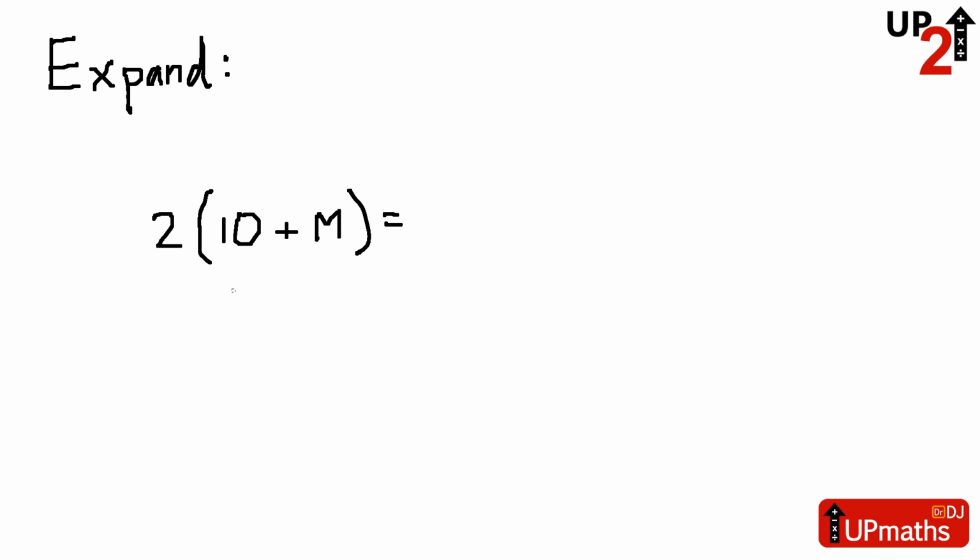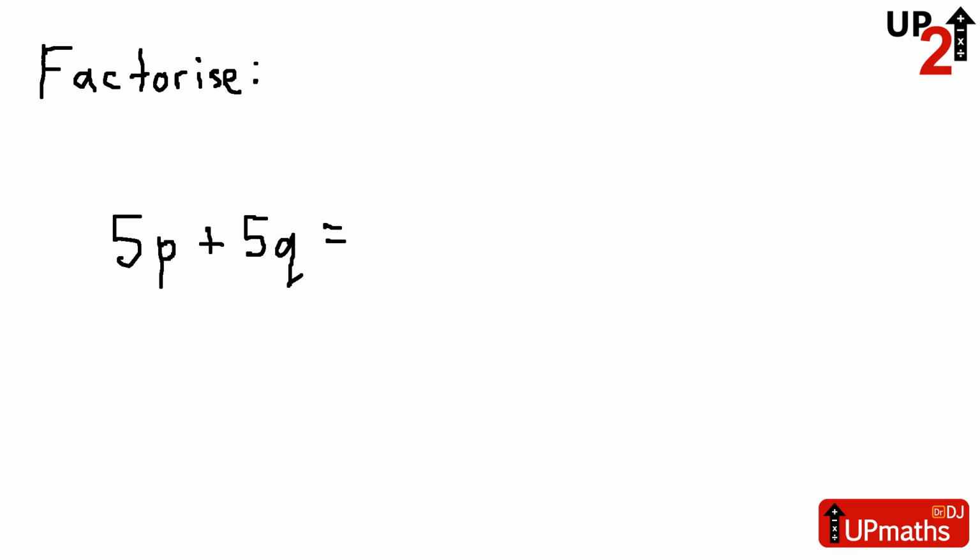Okay, do you want to have a go at this? And then I'll do it. Pause the video if you like. Okay, that'll be 2 times 10, which is 20, and then I write a plus sign because there's a plus sign in the middle, 2m, because 2 times m is 2m. Let's do the next one. This is what I mean. We're just going to do some examples. I think it's the best way to learn this.